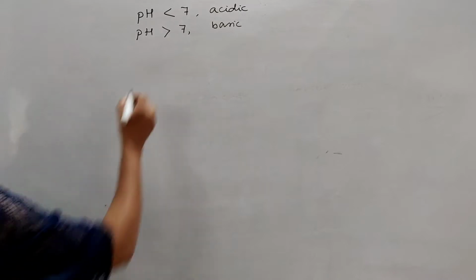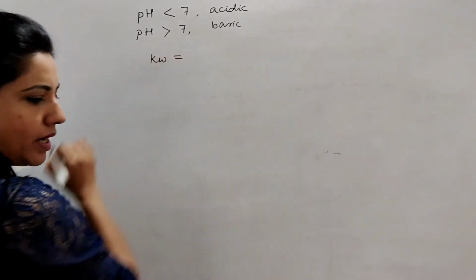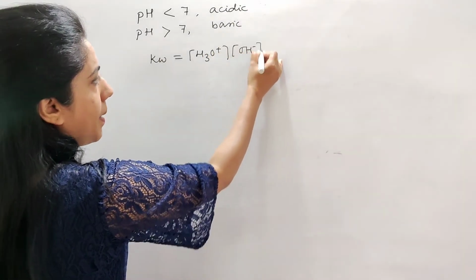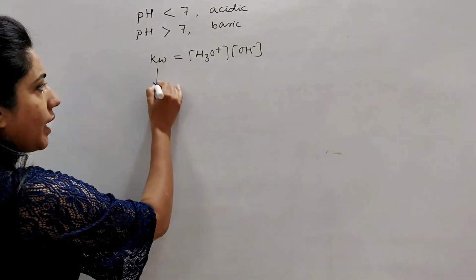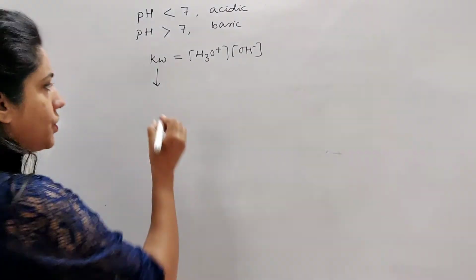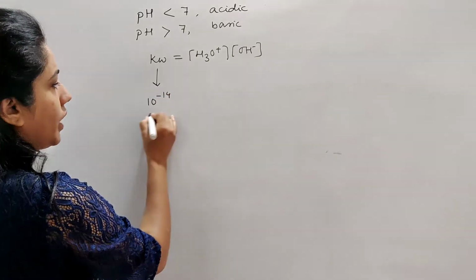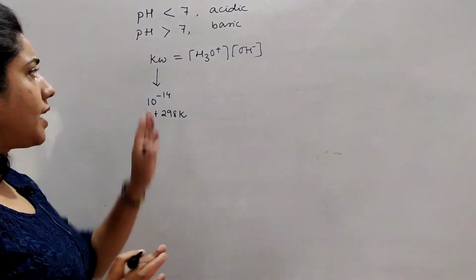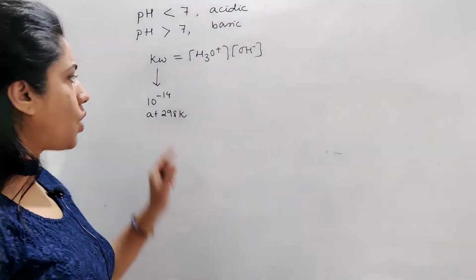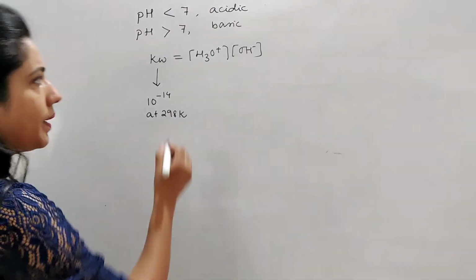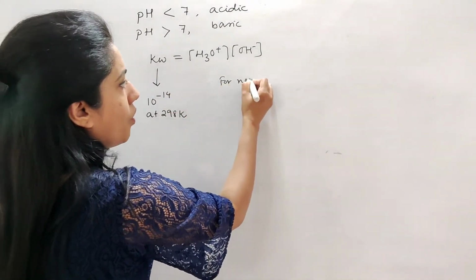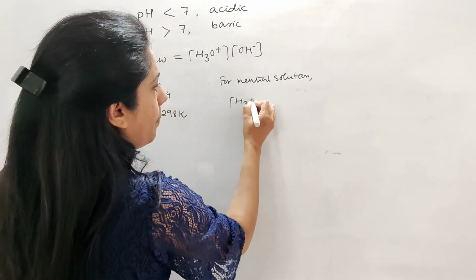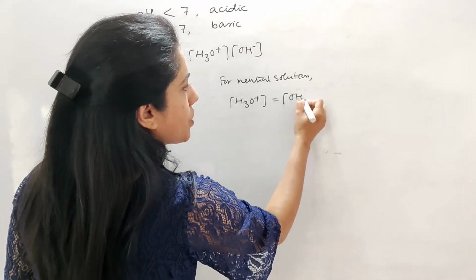Now where is this coming from? We have also learned Kw is equal to concentration of H3O plus times concentration of OH minus. The value of Kw is constant at a constant temperature, and that is 10 raised to power minus 14 at 298 Kelvin. We will consider the value of Kw as constant, because normally the temperature is 298 Kelvin. And for a neutral solution, the concentration of H3O plus is equal to the concentration of OH minus.